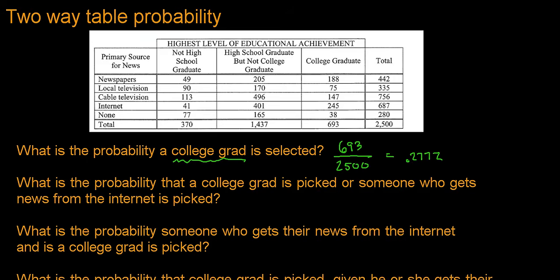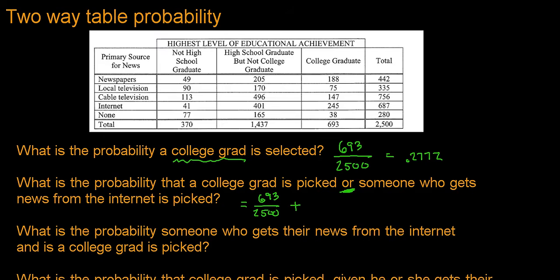Awesome. What is the probability that a college graduate is picked or someone who gets their news from the internet? Okay, I see that word or, so I got to use that or formula, right? The probability of A or B. College graduate is A, or getting your news from the internet is B. All right, so I'm going to follow the formula. Okay, I'm going to find the probability of college grad. The probability a college graduate is picked, easy. We just got done finding that, 693 out of 2,500.